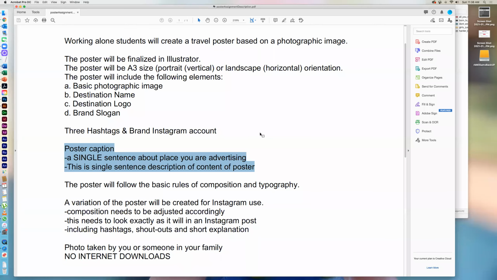This poster caption is where you're going to try to be a little more creative, thinking about what this picture says and how I draw people into the image. I'm going to show you some examples right now. But it's a single sentence about the place you are advertising. So it's describing the content, but it should be a little more than a simple description. It should draw people in or make people think.